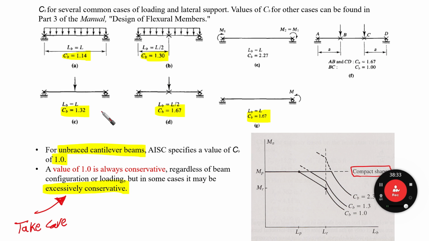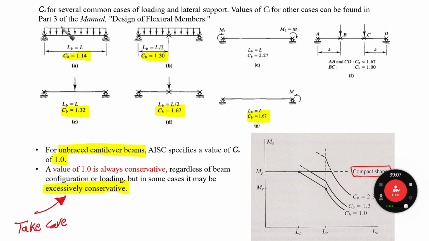Look here, this is for different cases. CB for several common cases of loading and lateral support. Values of CB for other cases can be found in Part 3 of the manual, Design of Flexural Members. You can find it there. Now, as we said, the crossing here means that the compression flange is braced. So really, LB is going to be L here. The unbraced length is going to be the total length between the supports.